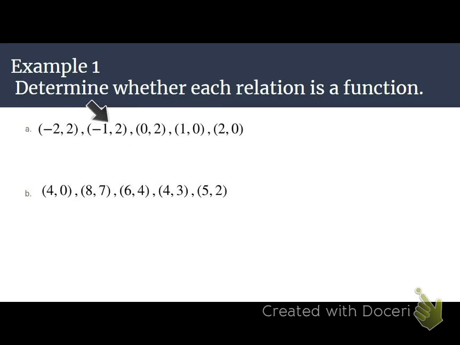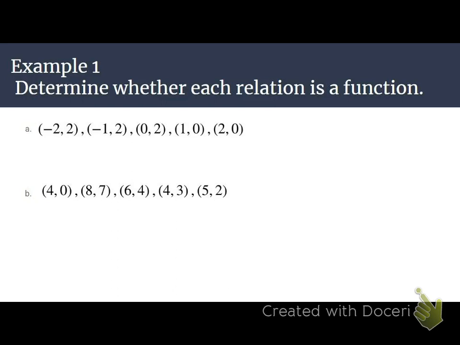Next one is a -1. Do we have any other -1s for x's? No. Nope. Next one's a 0. Do we have any other x's that are zeros? Okay, next x is a 1. Any other x's that are 1s? Next one's a 2. Any others that are 2s? No. So each x only got used one time. Does that make sense? Okay. So each input got paired with a different output. So this one would be considered a function.